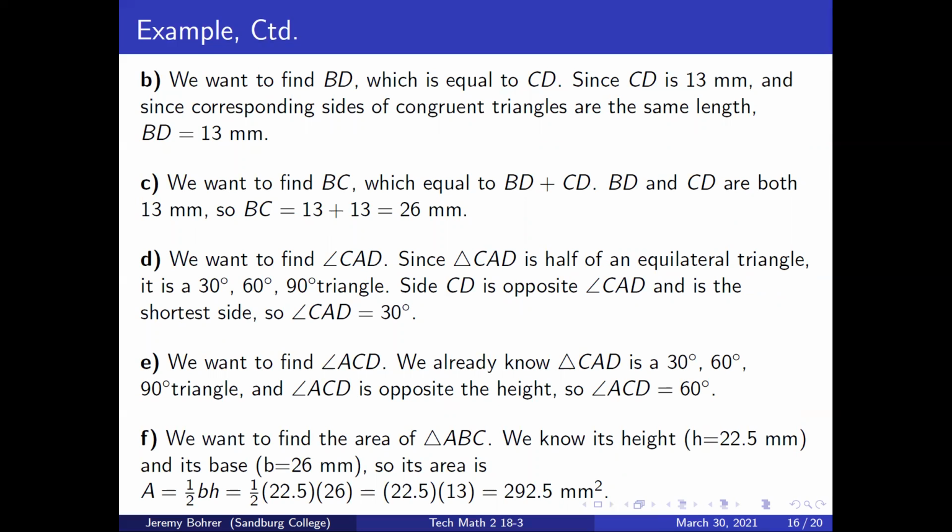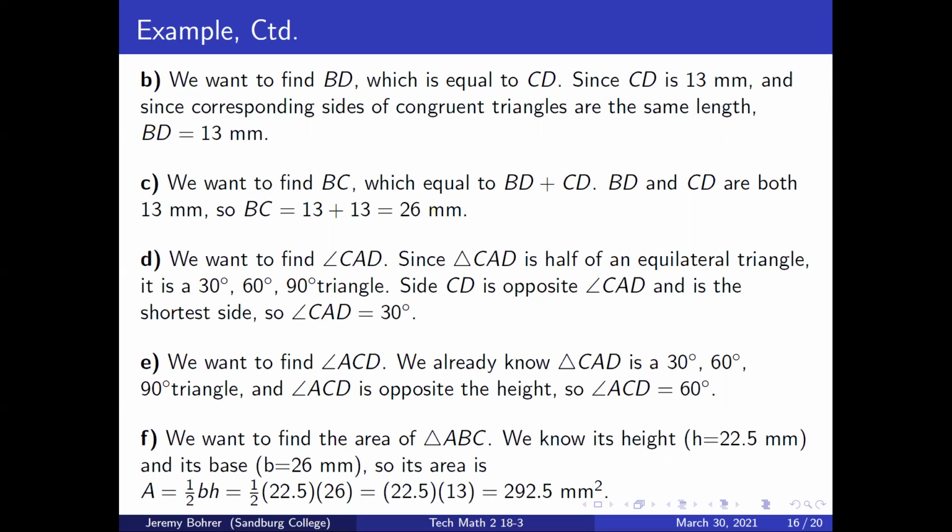We want to find BD, which is equal to CD. Since CD is 13 millimeters, and since corresponding sides of congruent triangles are the same length, BD is also 13 millimeters. We want to find BC, which is equal to BD plus CD. BD and CD are both 13 millimeters, so BC equals 13 plus 13, which is 26 millimeters.